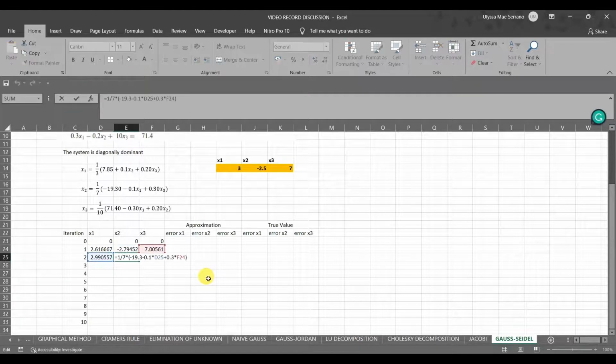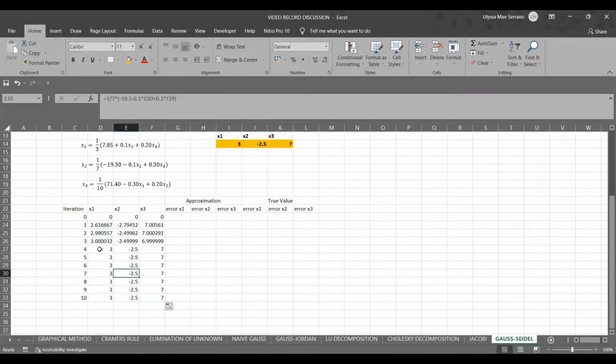And for our second iteration for x sub 2, we are going to use the calculated value of x sub 1 on the second iteration. And instead of using x sub 3 on the 0 iteration, we're going to use the value of x sub 3 at the first iteration. And for the x sub 3 at the second iteration, we're now going to use the value of x sub 1 at the second iteration and x sub 2 at the second iteration. So, copy. So, we will be able to get these particular values.